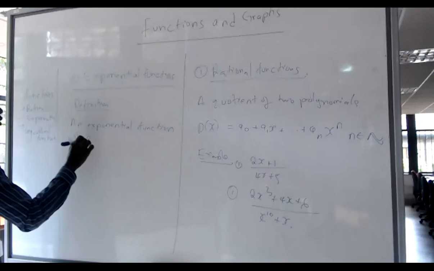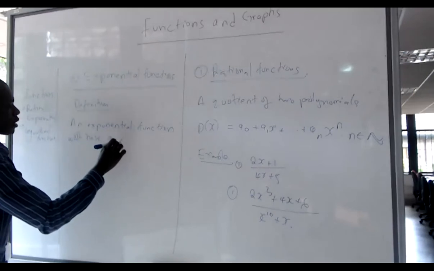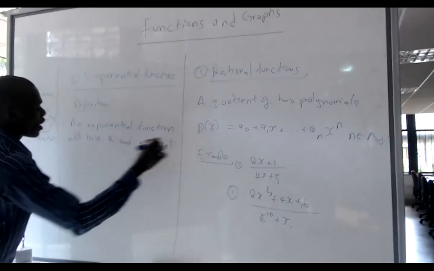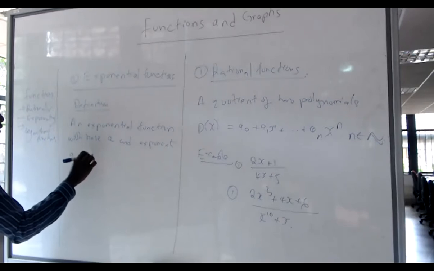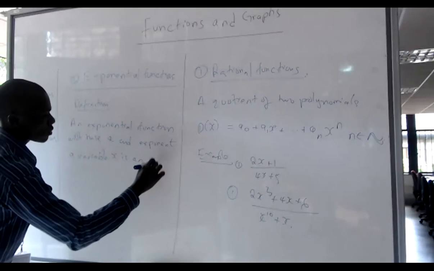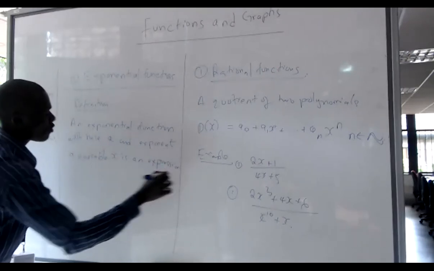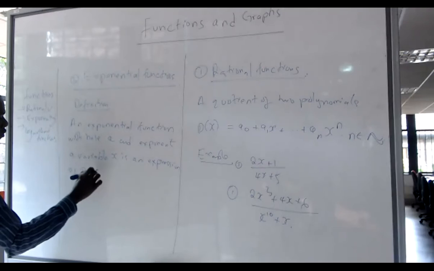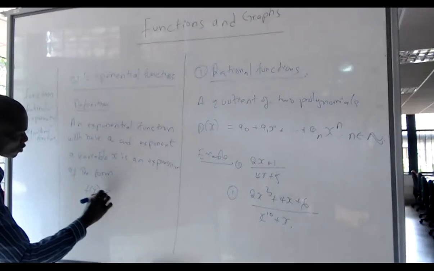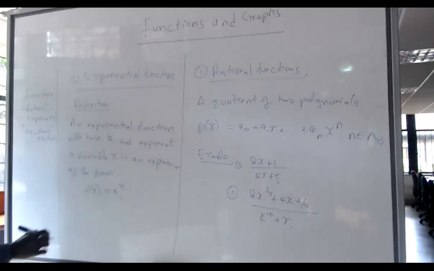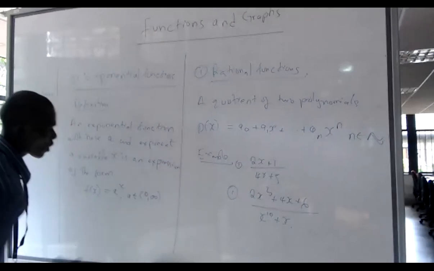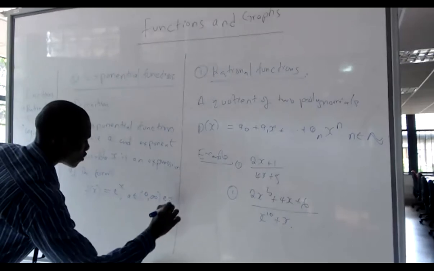with the base a and exponent a variable x is an expression of the form f of x equals a raised to x, such that a is in the interval from 0 to infinity, and a must not be equal to 1.